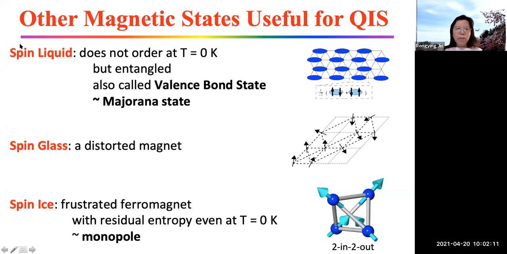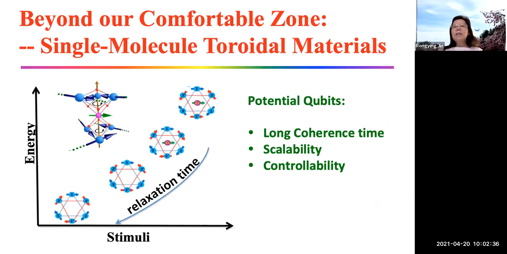I'm sure you've heard this terminology: spin liquid, spin glass, and spin ice. In the past two years, we have been doing quite some spin glass type of material studies. All of those allow us to generate a bunch of quantum states, which can be used for carrying quantum information.